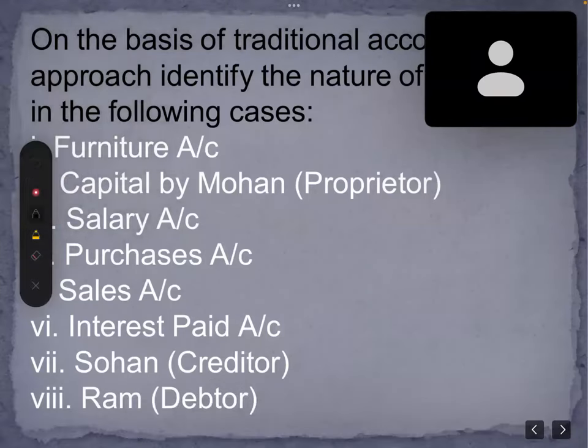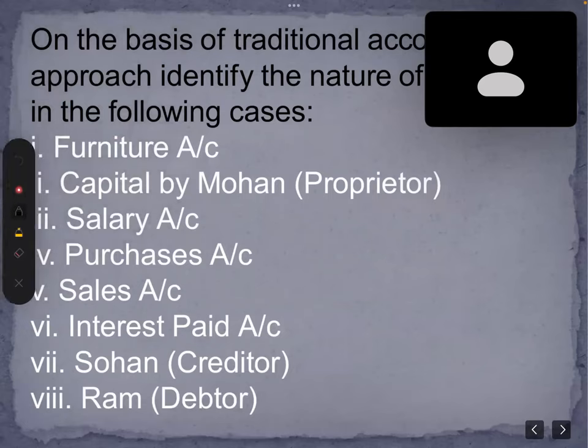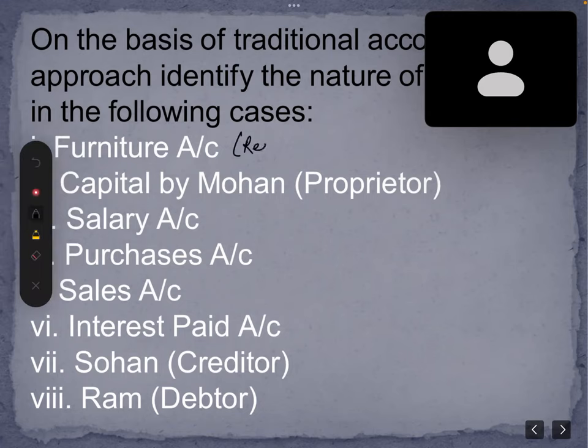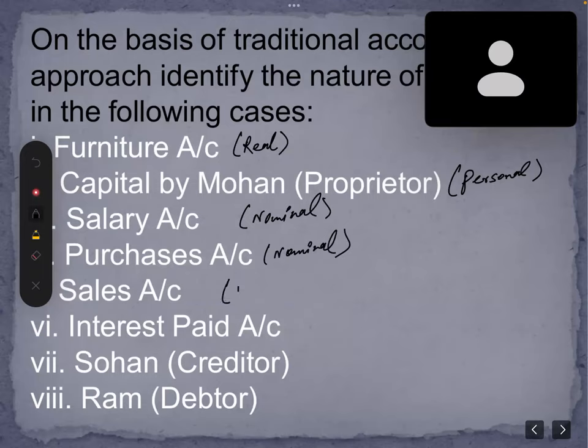All asset related accounts come under which category? Real. Now tell me, capital account will fall under? Personal account. But salary? Nominal account, yes, because it is an expense. Purchase is also an expense, so nominal account. Sales is a revenue. Tell me. Nominal account again. Interest paid. Nominal account. Yes, it is an expense, so nominal again.